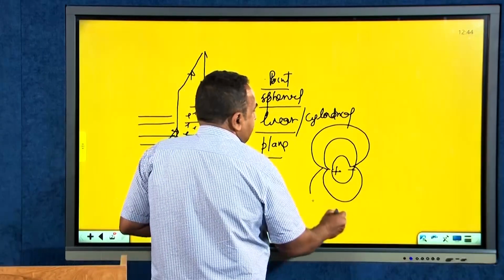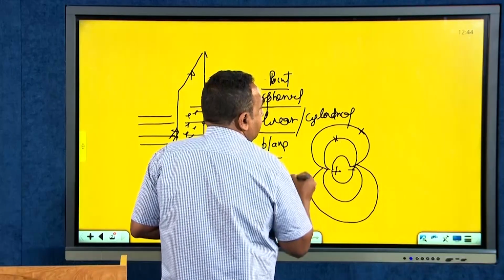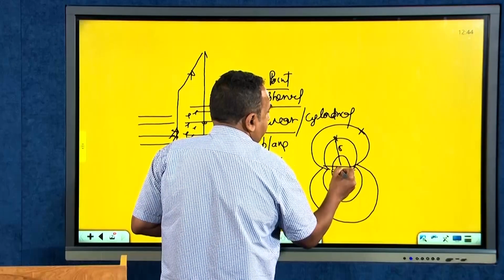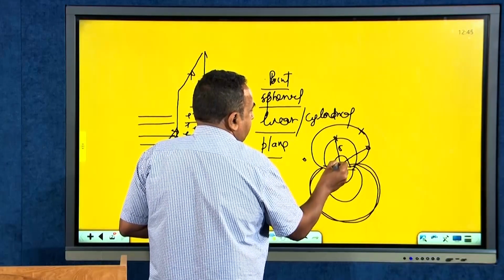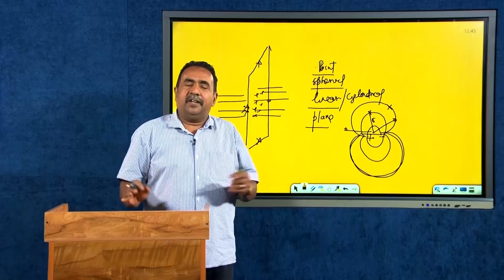Then you will be able to see that the electric field at this point will not be equal to the electric field at this point. Or, for example, if I take an electric field at 5 centimeter here, the electric field at 5 centimeter here, the electric field at 5 centimeter here, they will not be the same. Then I say that the symmetry is not there.